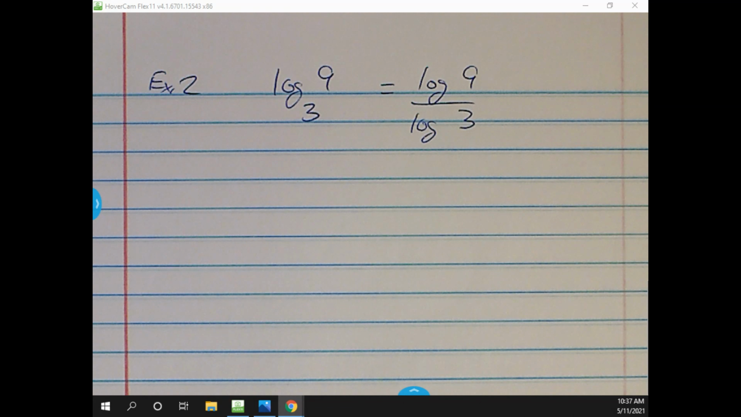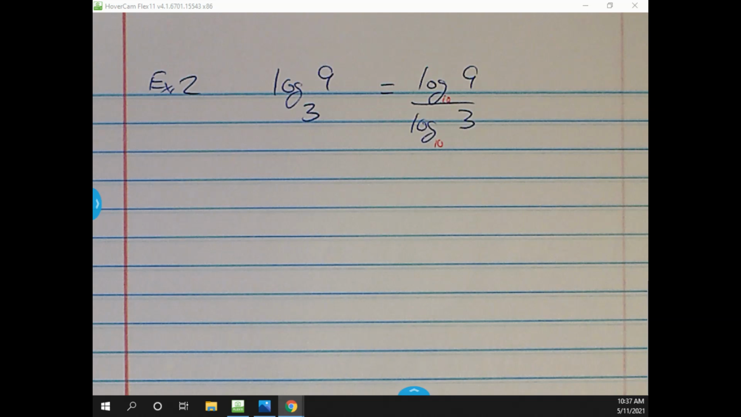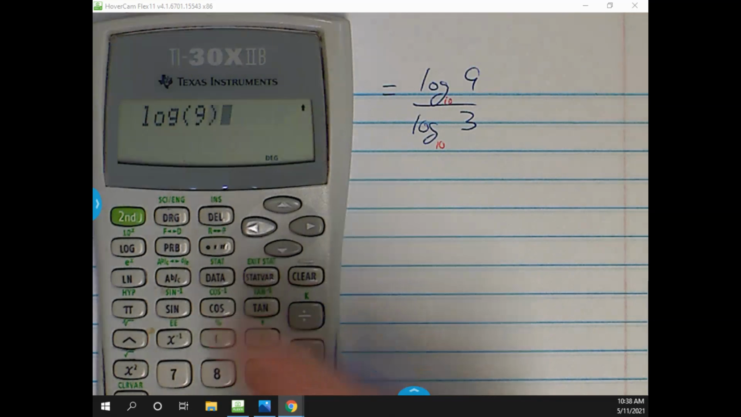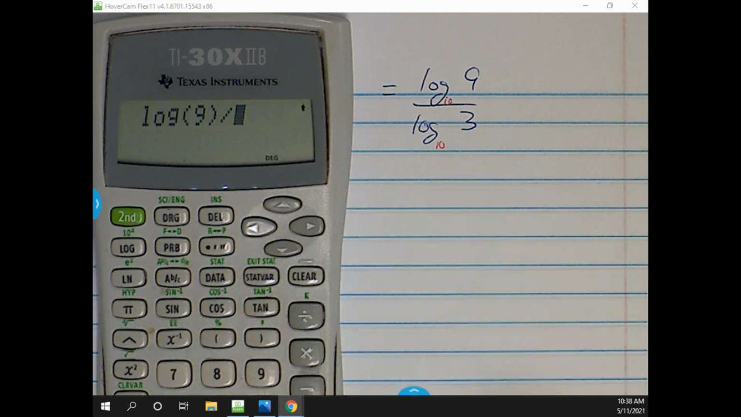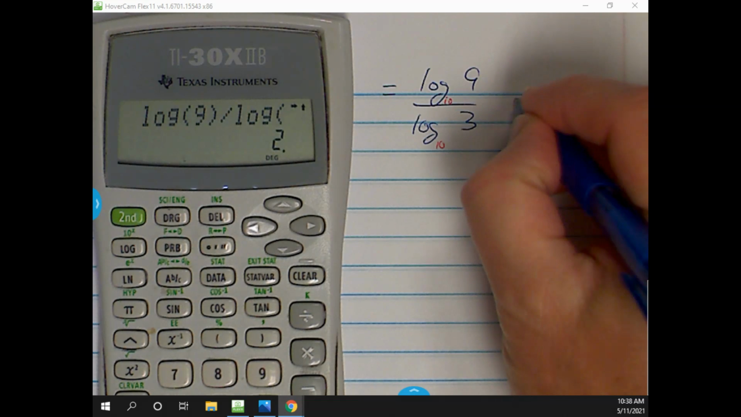And again, if you don't put the base on here, that's fine, because if you don't put a base, then it's automatically understood that that's base 10. So we're going to do log of 9. And again, if we're going to do it all in one step, close off that first number, divided by log of 3. And we do get an answer of 2.